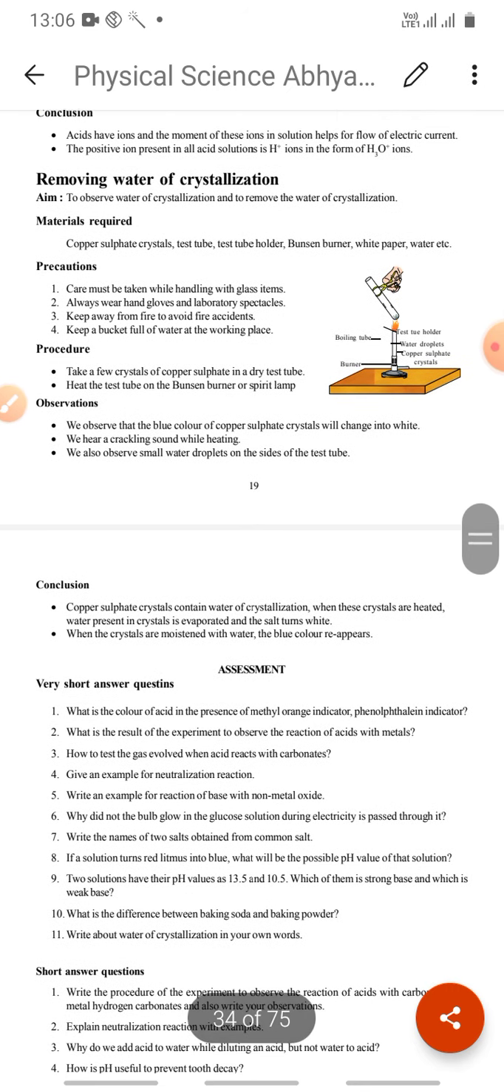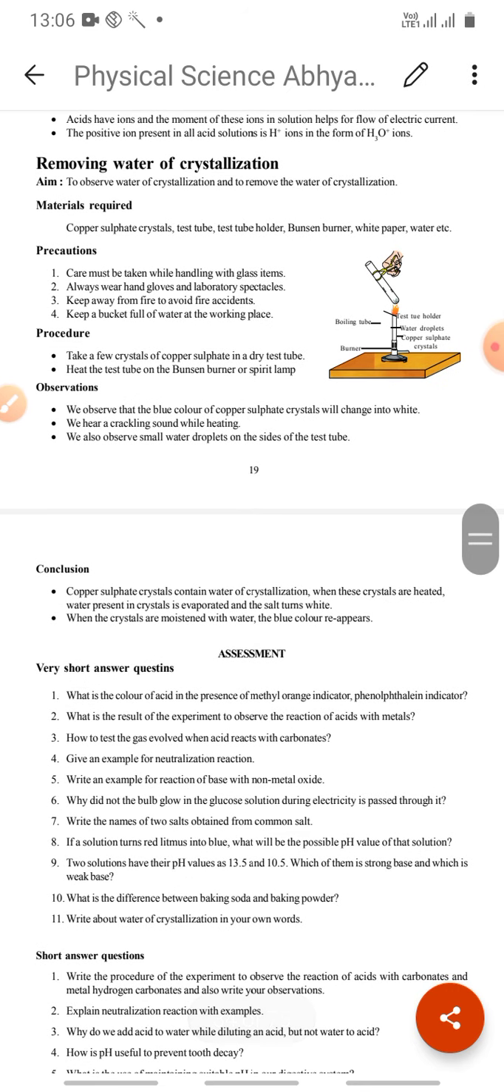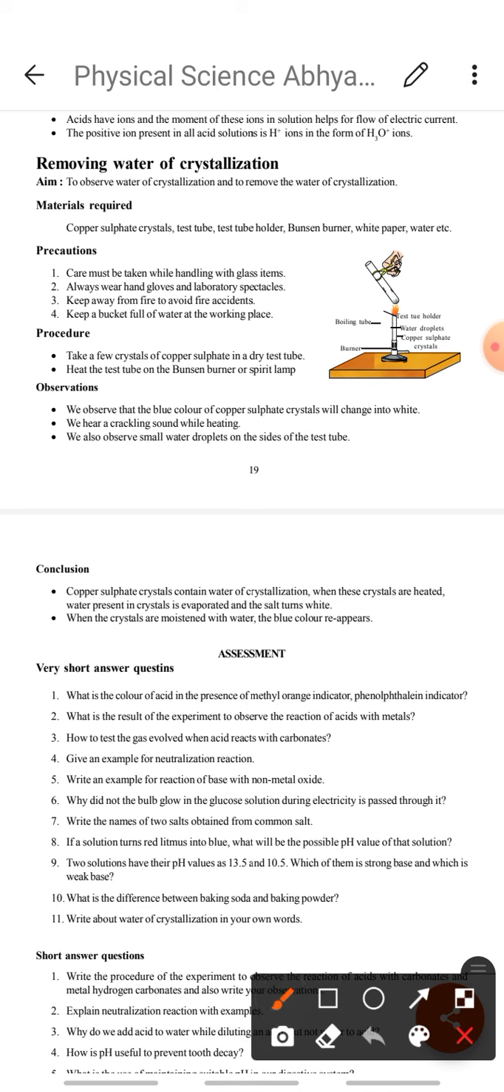Next one is removing water of crystallization. To observe the removal of water of crystallization, the materials required are copper sulfate crystals, test tube holder, test tube, Bunsen burner, white paper, water, etc.